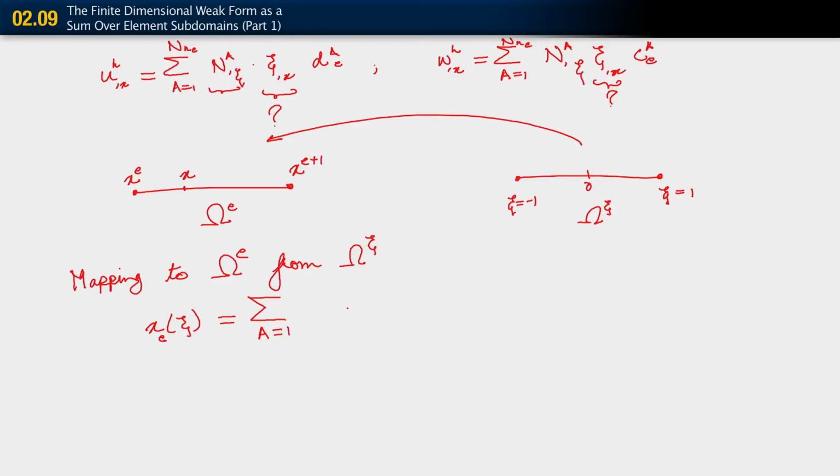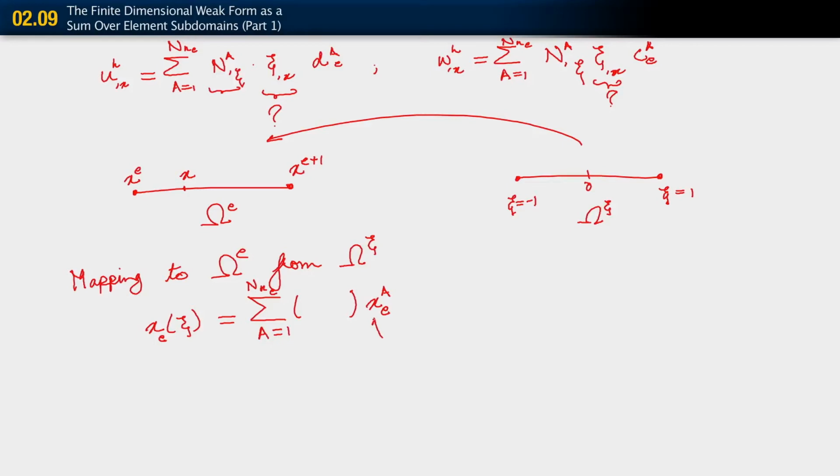We're going to write it as some basis function, right here, and I'm going to leave myself a blank spot for it, times the nodal values. Okay, so I'm going to write these nodal values as x_A^e. Now, we're going to have the sum running over the number of nodes in each element, right? So that is A equals 1 to n_e.